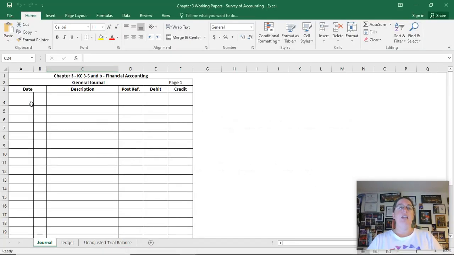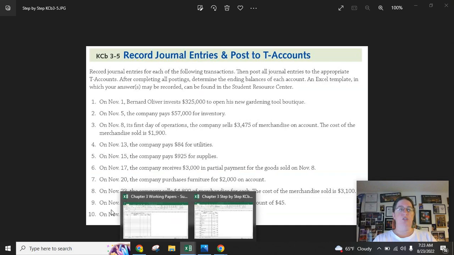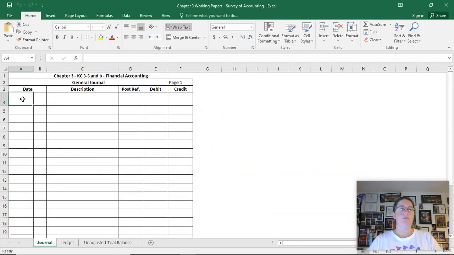$325,000. Now, first thing we're going to do is fill in the date. And the date was November 1st. So I'm going to come over here and fill in the year first, 2022. And this is an Excel trick, if you hold down the Alt key and press Enter, it will give you a second line. Okay, we said it was November 1st. Now, we always list the debit first.